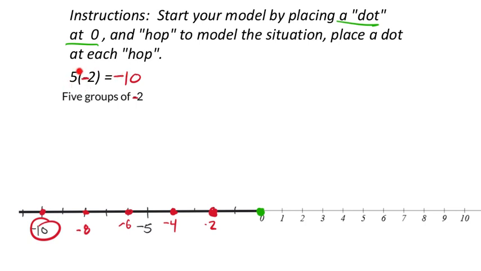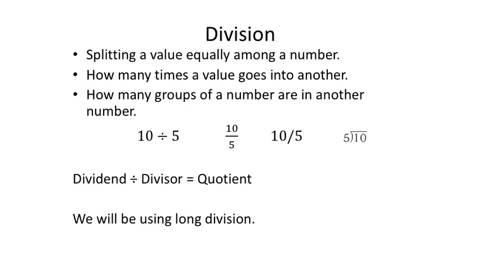So my answer is a negative, and then 5 times 2 is 10, boom. All right, so here's division. So we've seen this already. We just may see the division in different ways, right?